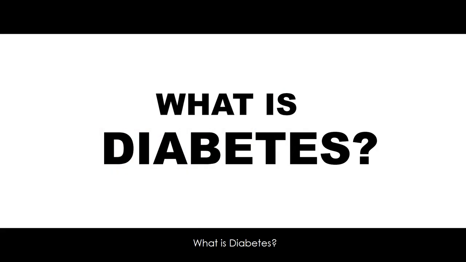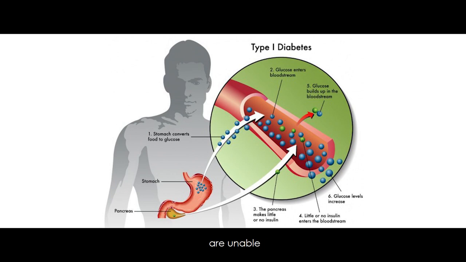What is diabetes? Diabetes is a condition where the body is unable to make insulin or makes an insufficient amount of insulin, where the blood sugars are not able to be controlled and brought back to the normal limits.